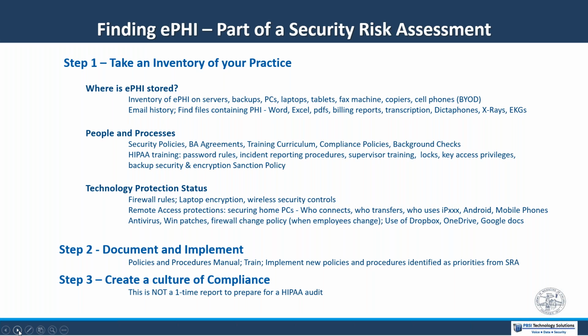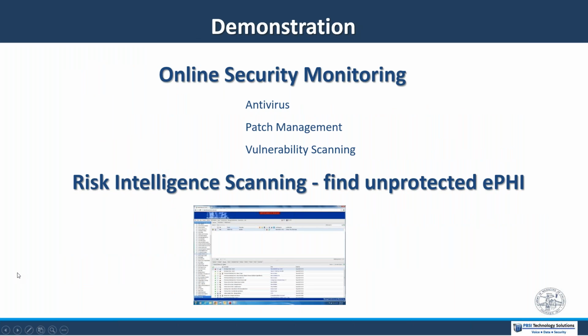If you have a security risk assessment, which each of us who attest for what used to be meaningful use, now MIPS or MACRA, are required to do, it is required to include a summary of where your PHI is. So now I'm going to show you exactly what I mean. I've talked about why we need to look for it, and now I'm going to identify how we look for it. So I'm going to do a demonstration of the way PBSI does this.